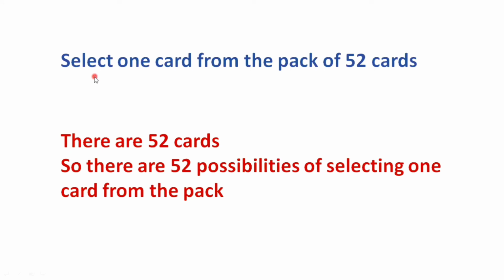The next is, select one card from the pack of 52 cards. So there are 52 cards in a pack, and from that we have to select only one card. So there are 52 possibilities of selecting one card from the pack because there is equal possibility for a card to be chosen.